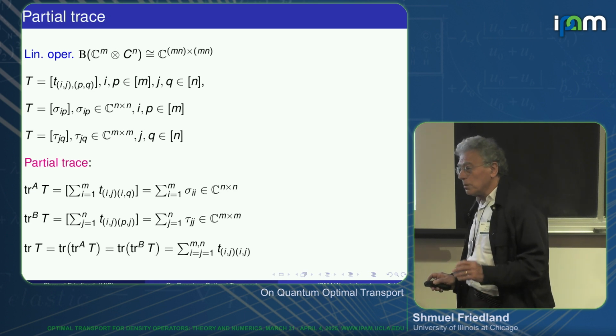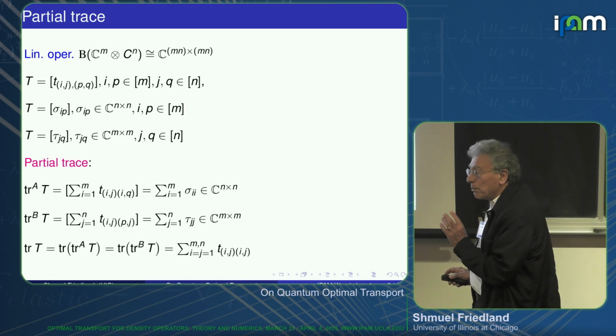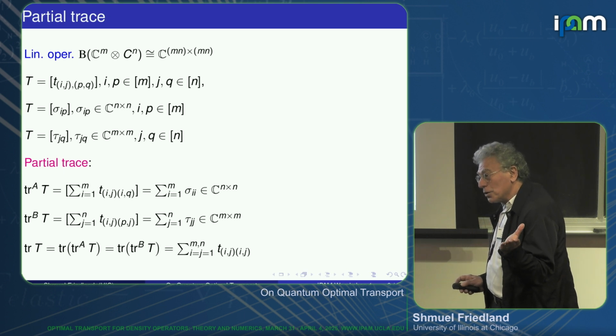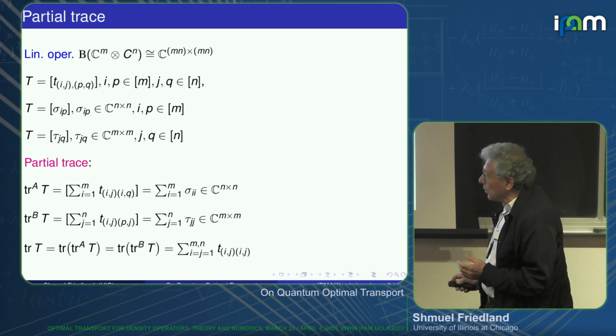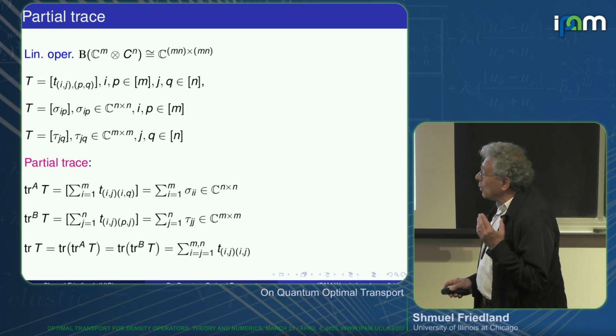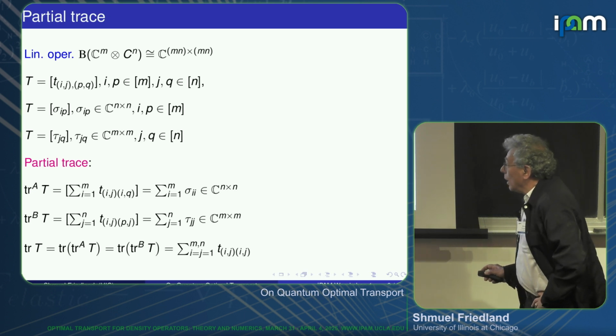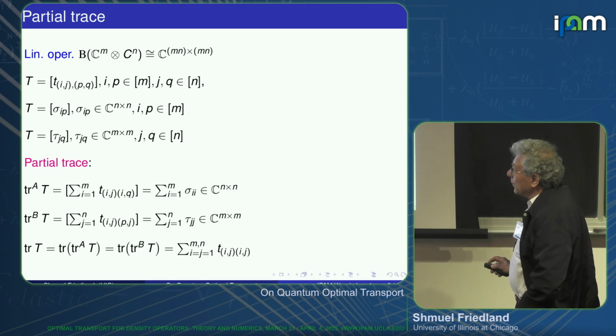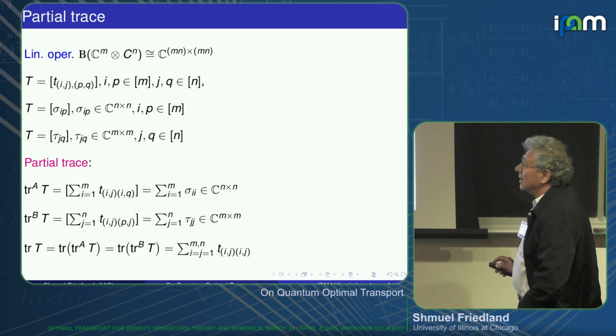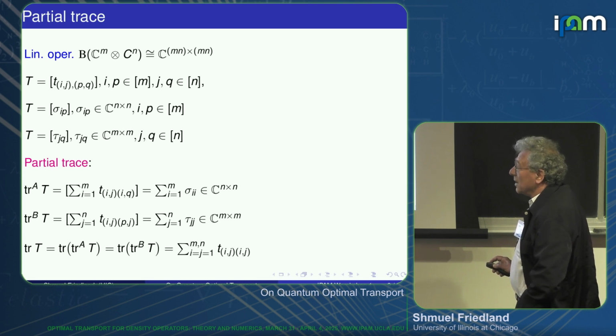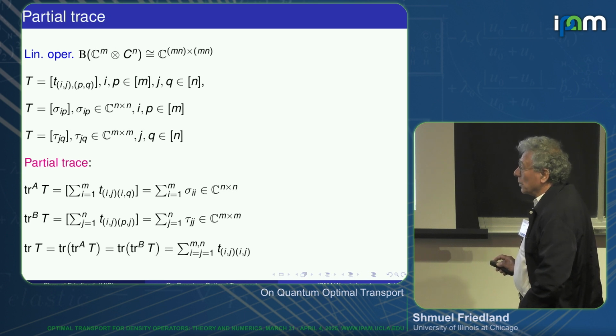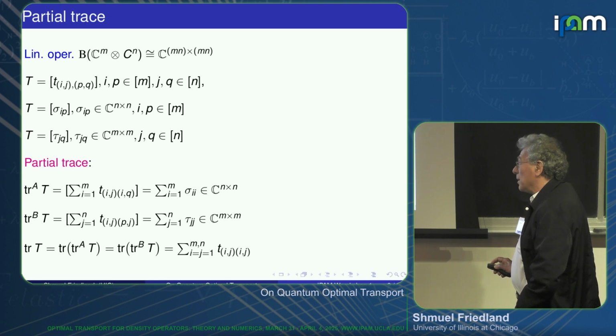Now, remember, in classical coupling, we have to take sums of rows and columns. The substitute in quantum mechanics is called the partial trace. So first of all, you can see T as a block matrix where each matrix is M by N, or you can see it as a block matrix with each block being a matrix tau_jk, and this is a matrix M by M.